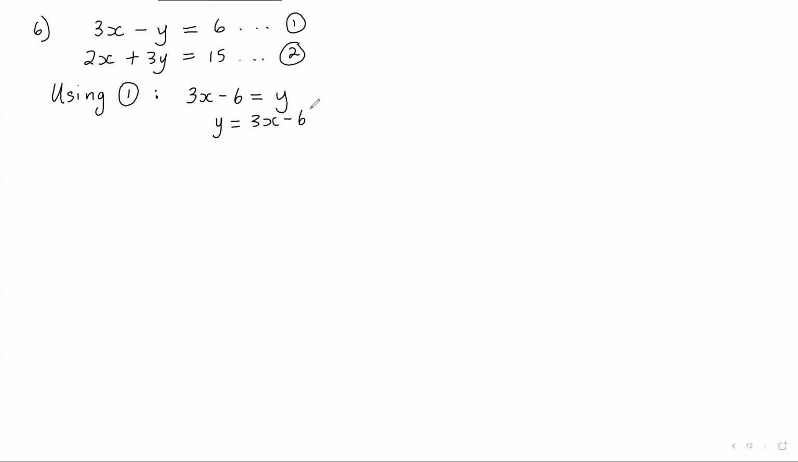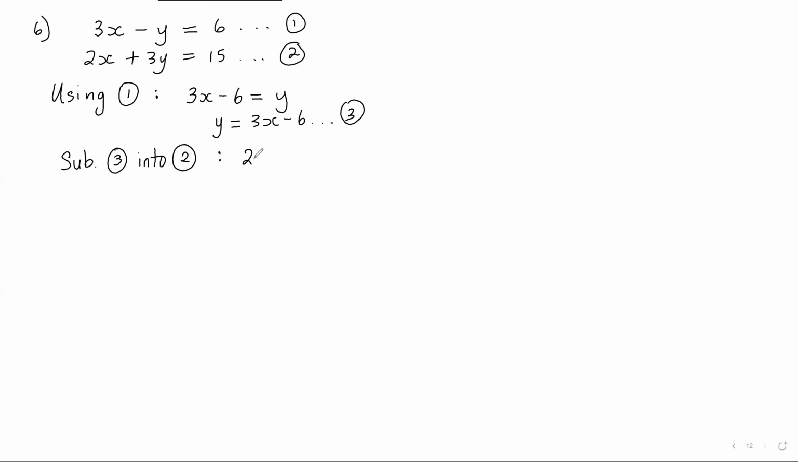It's the same thing. If 3x minus 6 is equal to y, you can just switch it and write y is equal to 3x minus 6. I haven't changed anything there. So now I have my equation 3. And now that I have my equation 3, I'm going to substitute that. Substitute equation 3 into equation 2. That means wherever I see y, I'm going to replace it with 3x minus 6.